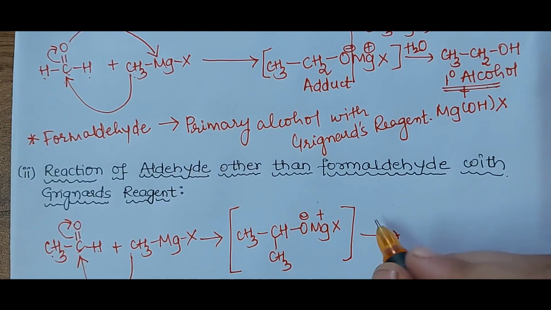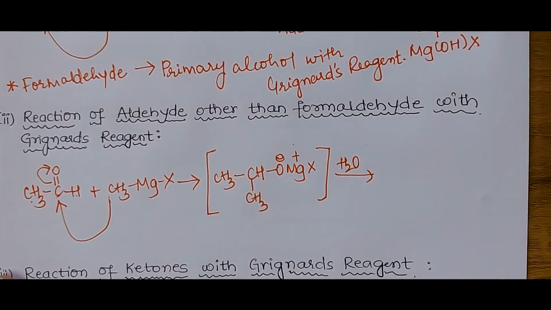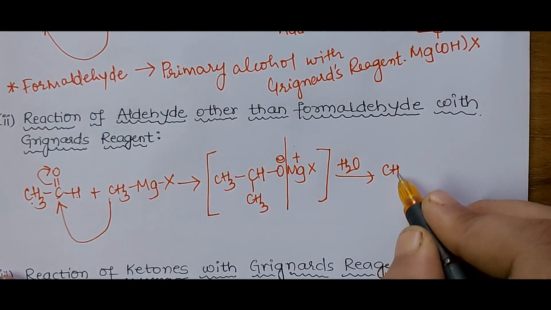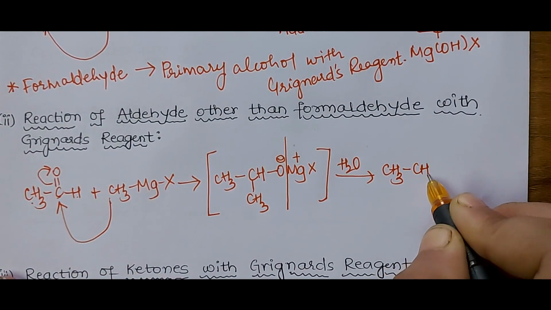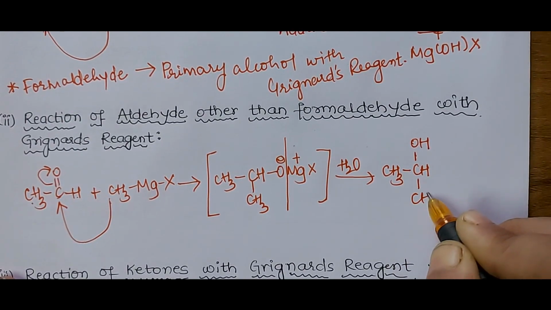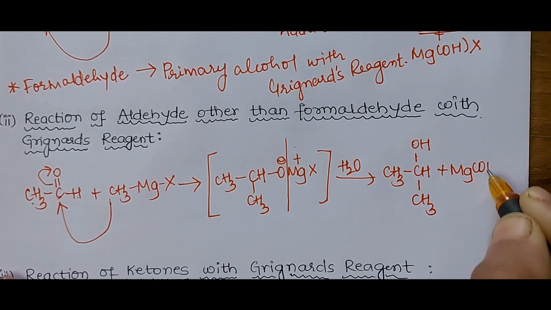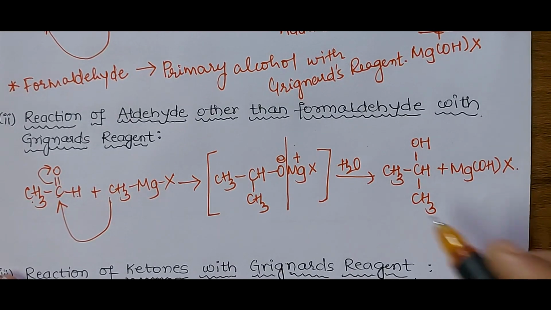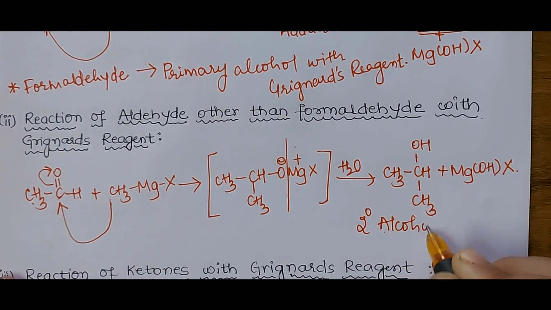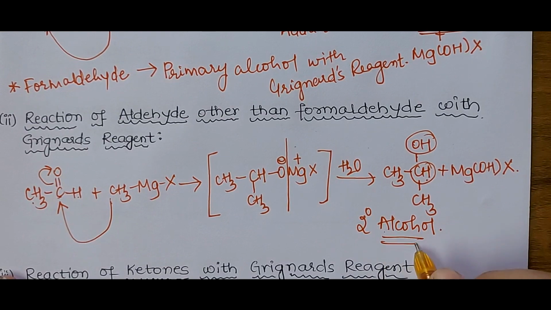So this is an adduct, which further undergoes hydrolysis. When it undergoes hydrolysis, as seen above, H forms a bond with oxygen and Mg with OH. So the corresponding product here is CH3CHOH-CH3, already CH3 was present, plus Mg(OH)X, and the nature of the alcohol formed here is a secondary alcohol. Why? Because the secondary carbon atom is bonded to the OH group.